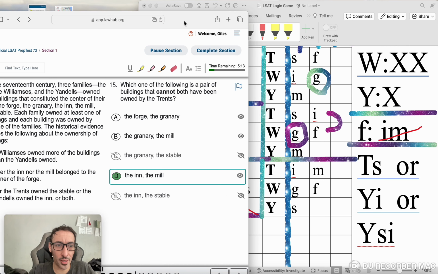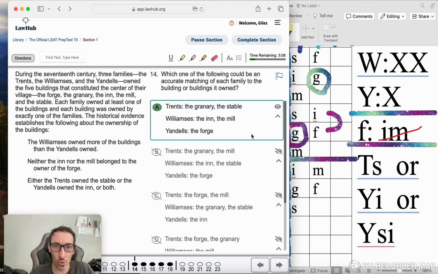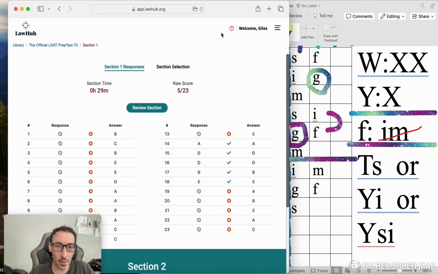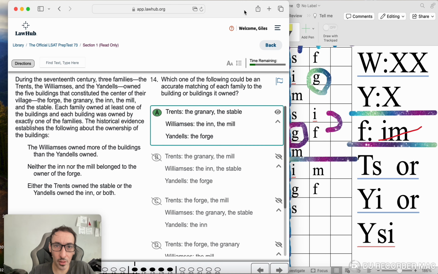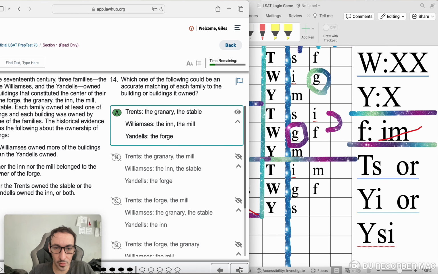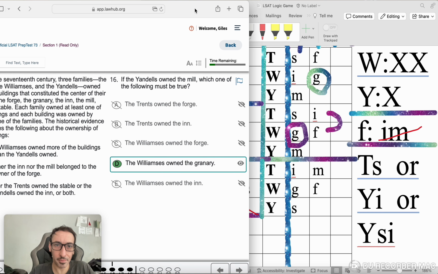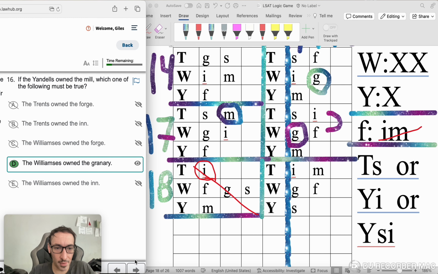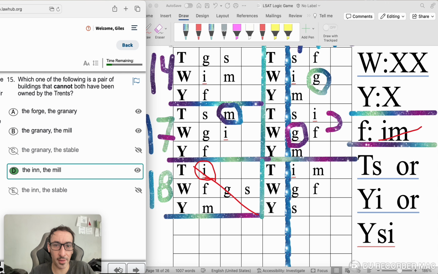Let's see how well we did on this game board. This was game 2, so let's complete the selection. For game 3, we got all the questions correct. Quick review: we answered the first question, we skipped 15 and went into question 16, then went to 17 and 18, and then we came back to finish the last one, 15, and we were able to get all the questions correct.